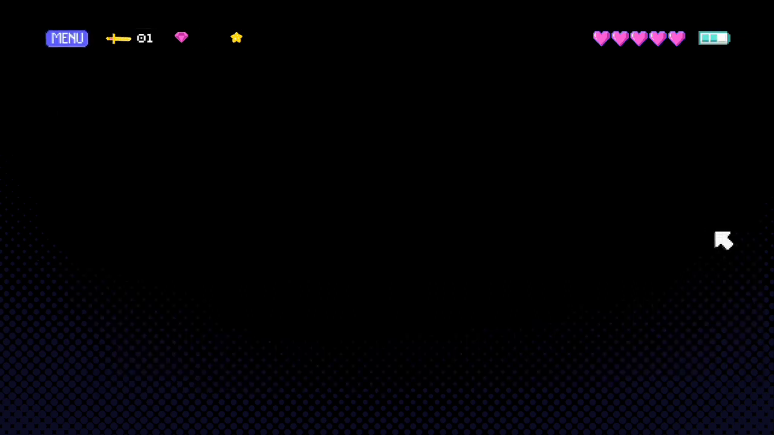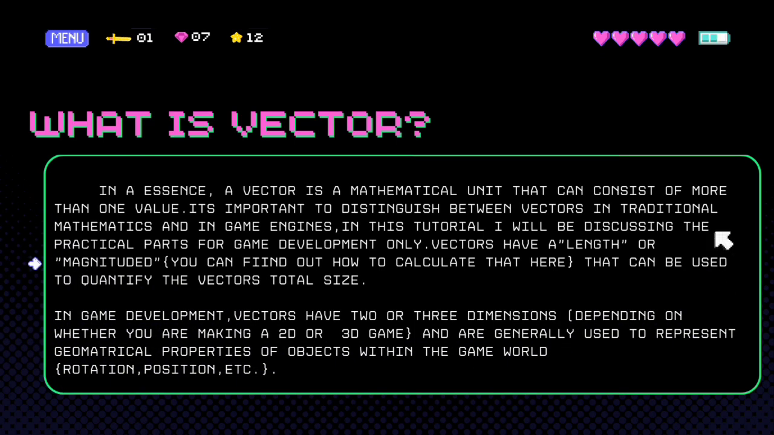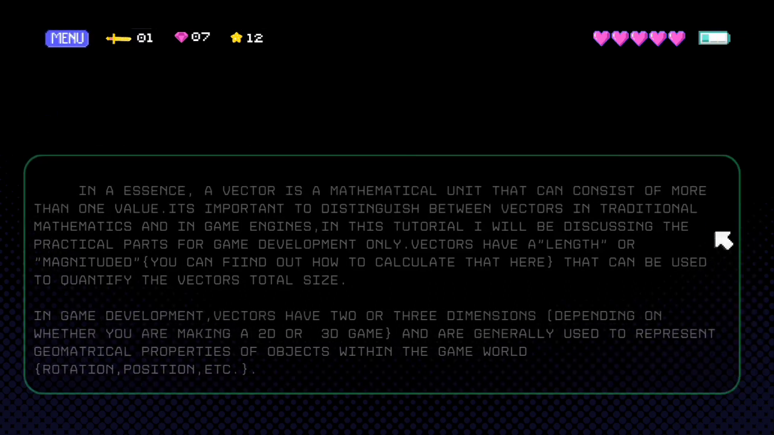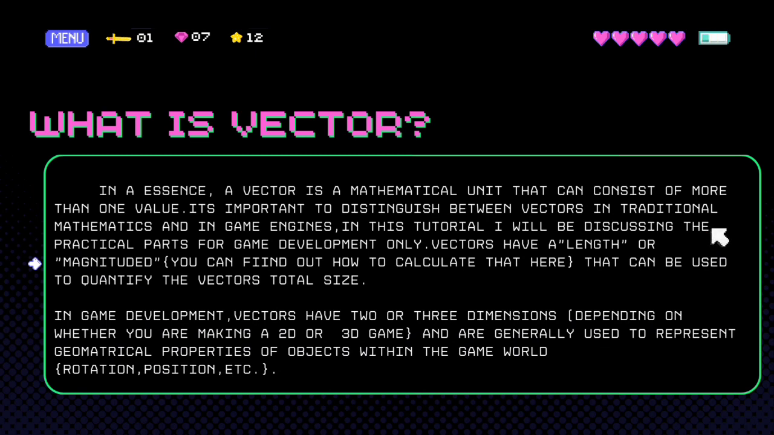Vectors have a length or magnitude. You can find out how to calculate that here. That can be used to quantify the vector's total size. In game development, vectors have 2 or 3 dimensions depending on whether you are making a 2D or 3D game, and are generally used to represent geometrical properties of objects within the game world: rotation, position, etc.